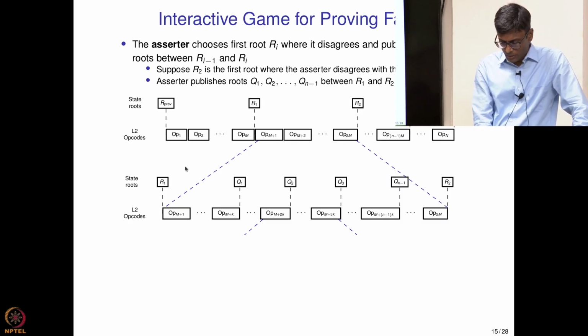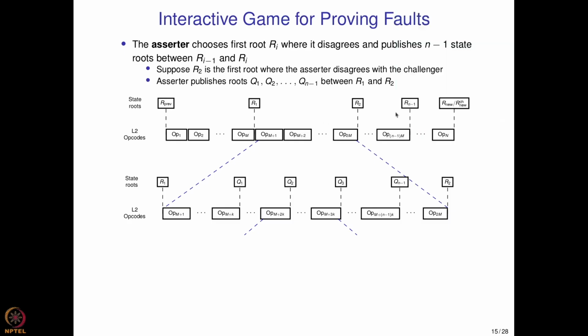So this is R1 I have put here, R2 I have put here, and now the asserter will publish. So the challenger did the first set of publishing. The challenger published these intermediate state roots. Now the asserter will publish the intermediate state roots between R1 and R2, where in this example R2 is the first state root where they disagree. And this process keeps going, this n-ary search keeps going until they identify the first opcode where they both differ.